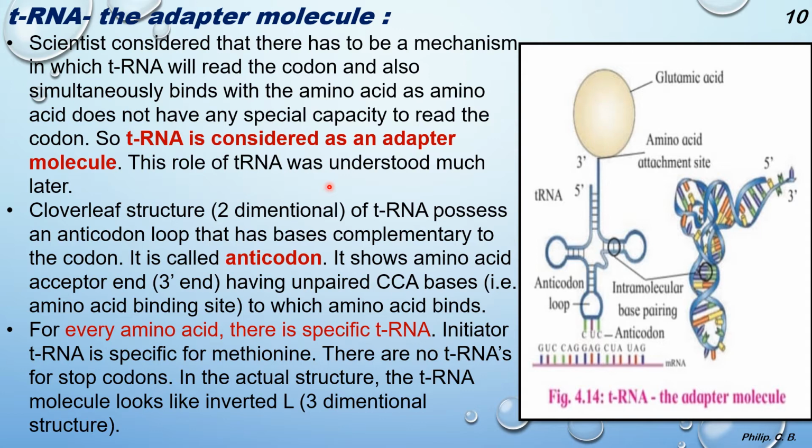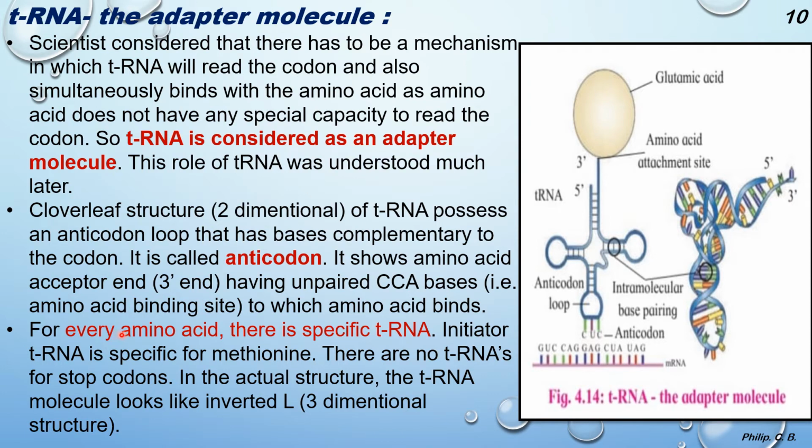So here we use the term adapter molecule, which was not known earlier; later on they understood the tRNA to be the adapter molecule. Further, the cloverleaf structure, the two-dimensional structure of tRNA, has an anticodon loop that has bases complementary to the codon. It is called the anticodon. So just now you learned that the codon is present on the mRNA, whereas the anticodon is present on the tRNA, the adapter molecule.